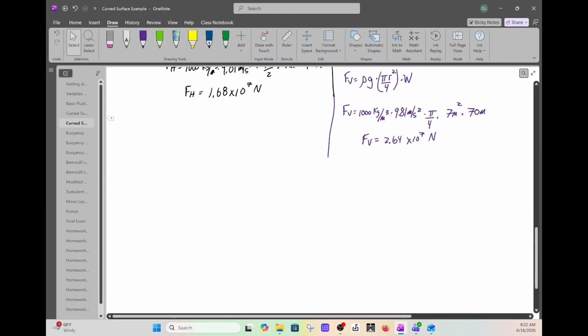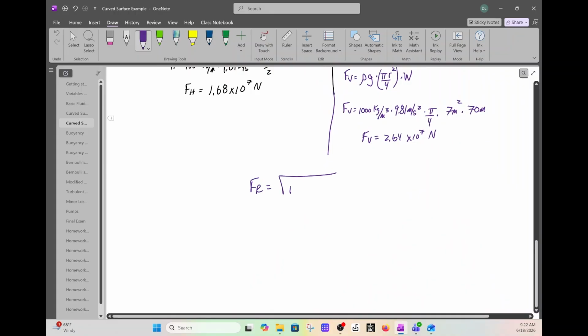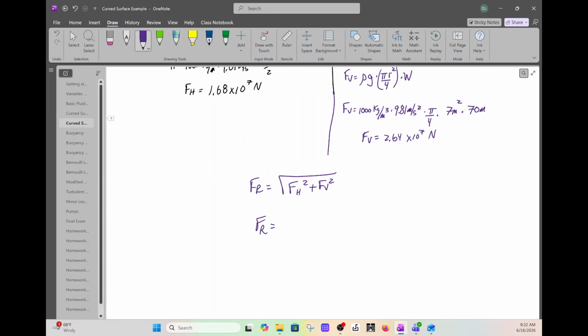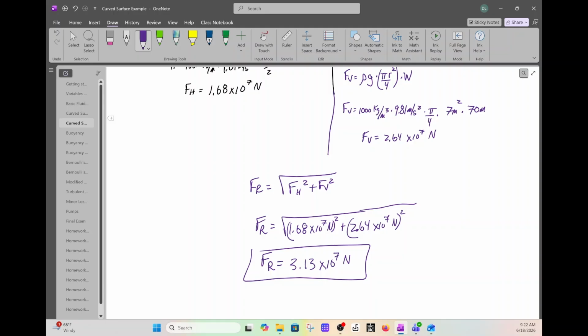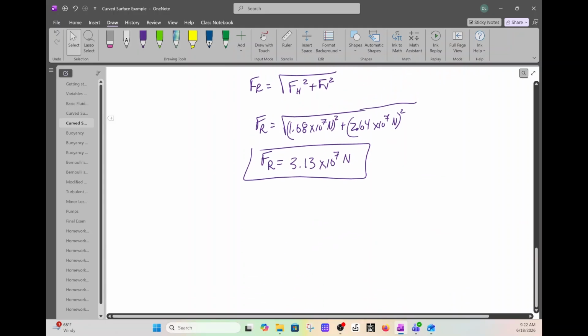Okay. And then to find F_R, just take the square root of F_H squared plus F_V squared. So F_R becomes the square root of 1.68 times 10 to the 7 newtons squared plus 2.64 times 10 to the 7 newtons squared. I should put probably parentheses around those. F_R is now 3.13 times 10 to the 7 newtons. We'll box our answer.